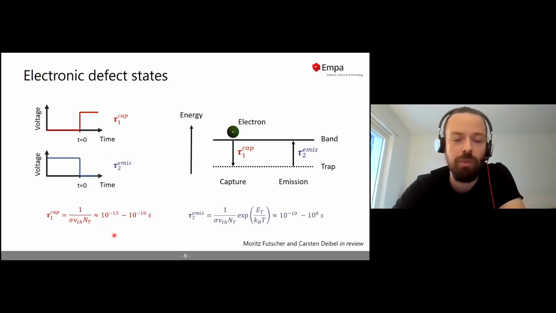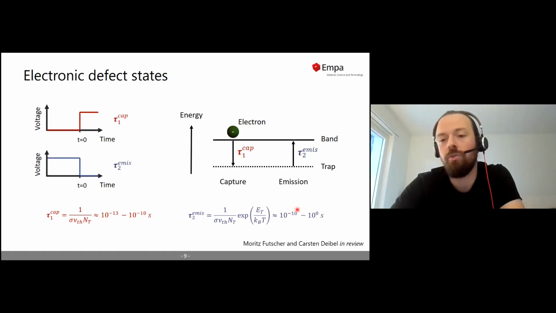And if we look a bit at what kind of timescales we would expect for perovskites, the capture cross sections, which is the attempt to escape frequency, in the end, this is very fast, in the order of 10 to the minus 13 to about 10 to the minus 10 seconds. Whereas the emission timescale is dependent on the trap energy with an exponential function. So this strongly depends on how deep your trap is.